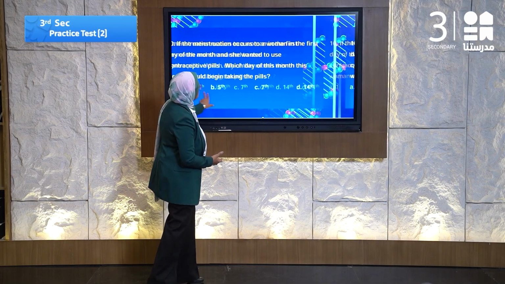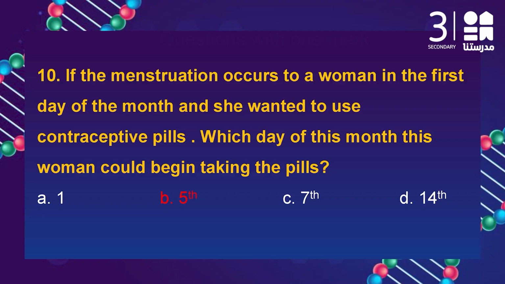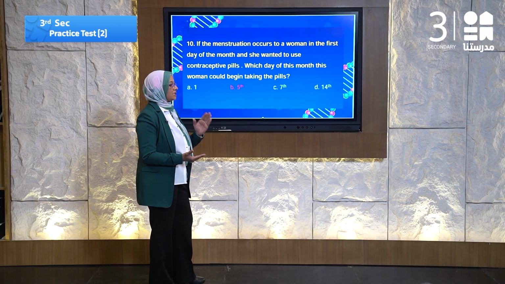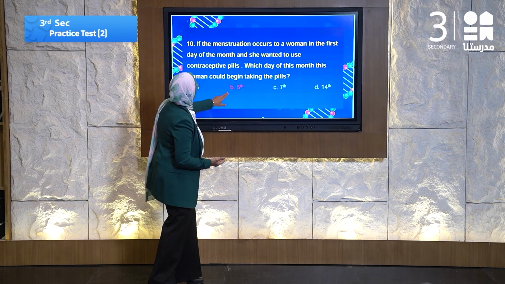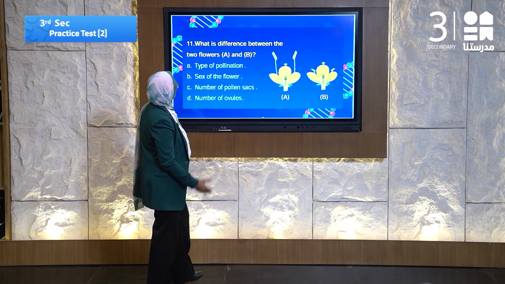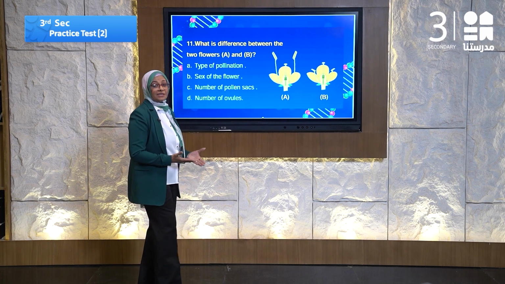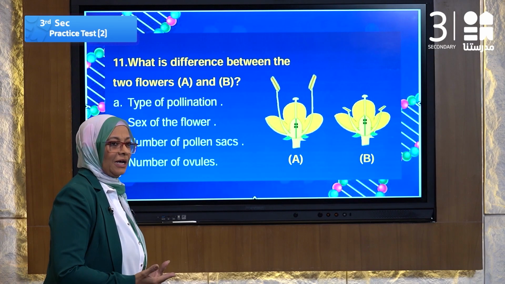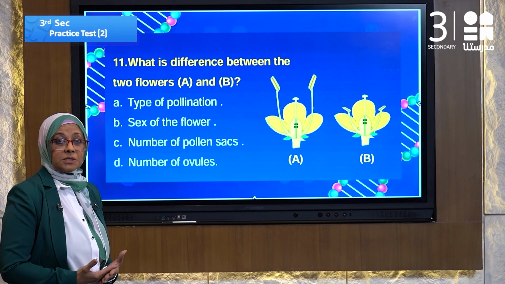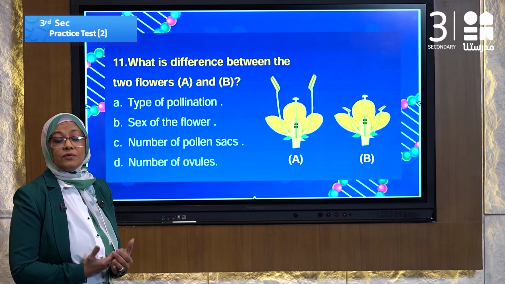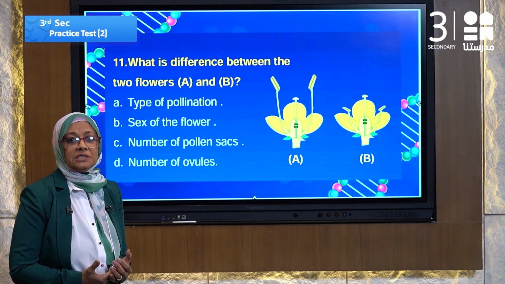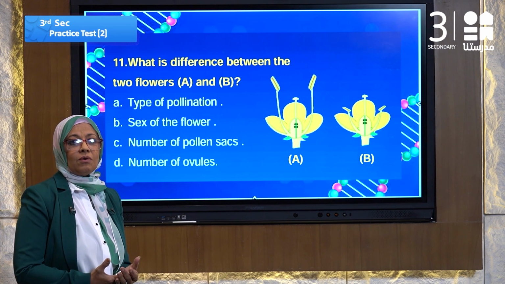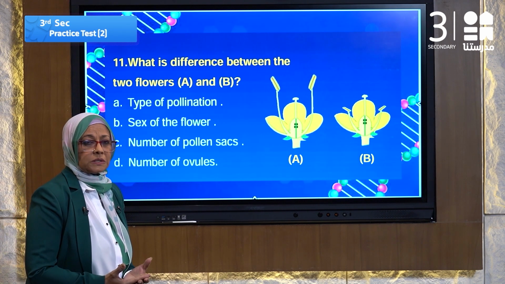Let's go to the answer. It must be the 5th day. Starting to take the hormones on the 5th day will stop the ovulation. Okay, let's go. Yes, reproduction again. I like reproduction. Reproduction is the process of increasing the number of offspring to ensure the continuity of the living organism or the species.